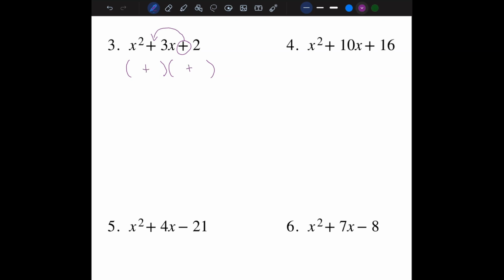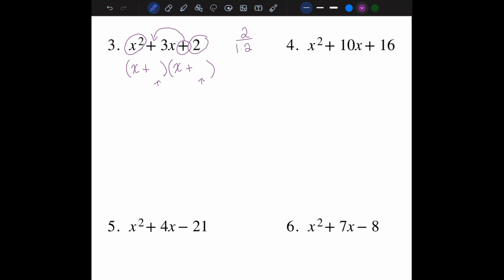I also know that my front has to multiply to make the front number. Well, the front number is x squared. So to get an x squared, I would just have x times x. The two numbers at the back are going to have to multiply to make the back number. So I'm going to list out what multiplies to make 2. Well, 2 is prime, so it's just 1 times 2.